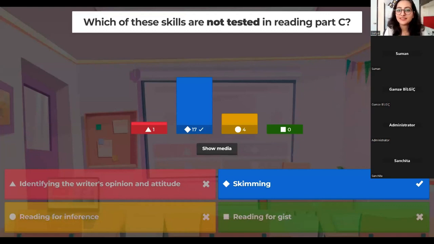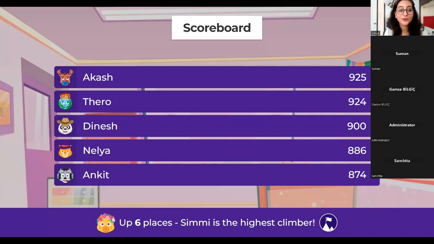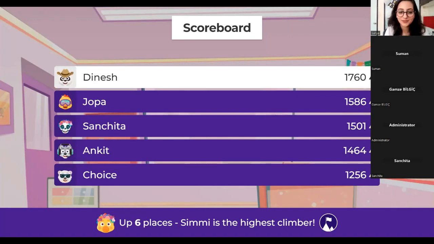So if you didn't know already, you can make note of it now. Okay. I think the scoreboard. Oh, Dinesh is on top now. You can see the scoreboard. And Jopa coming in second, Sanchita, Ankit. All right. Let's go to the next.